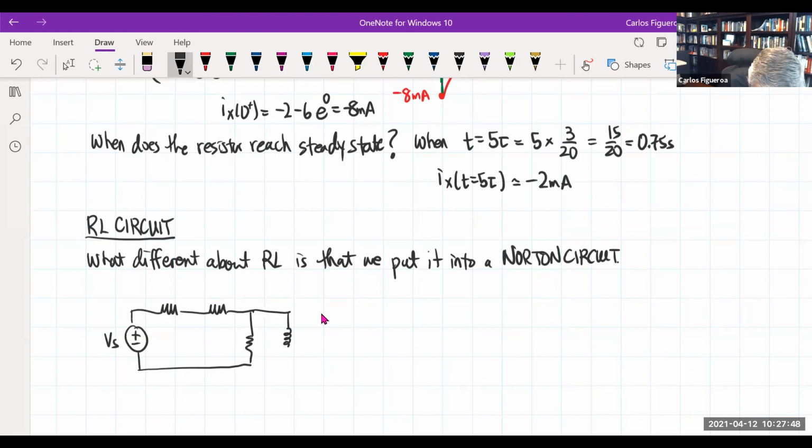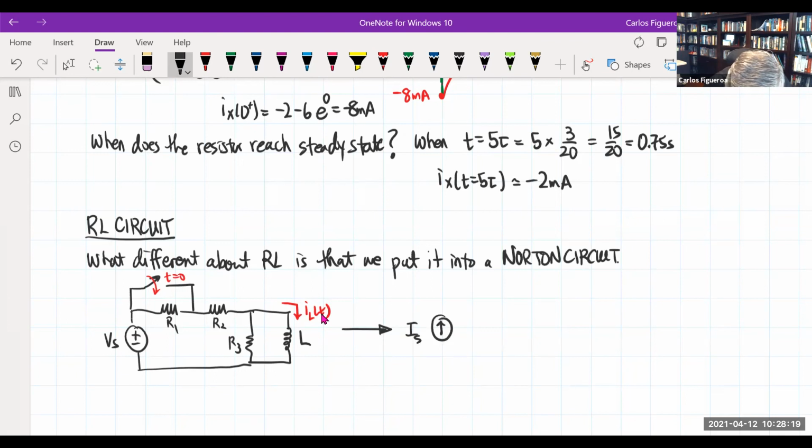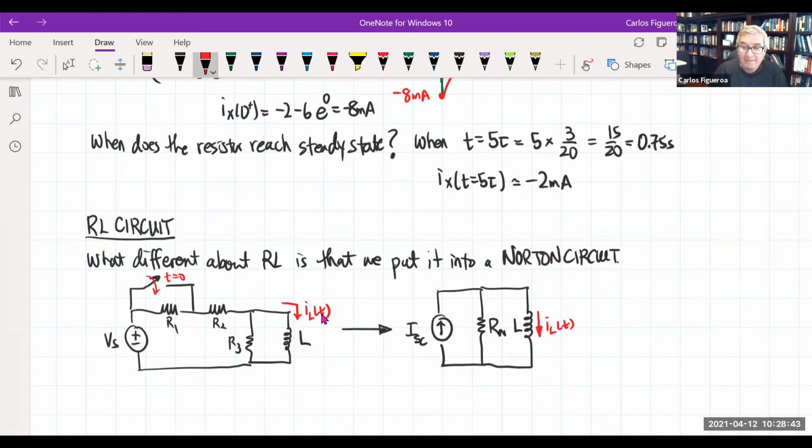Because we're always going to try to put it into a Norton circuit. And we're going to close this switch at t equal to 0. Our whole goal here is to figure out the current of this inductor right here. What we want to do is transform this circuit so that I short circuit to get my Norton current source, and I get my Norton resistance. Remember, the Norton resistance is the same as the Thevenin resistance. And now I have an inductor, L, and I want to convert that circuit so that I can calculate this current. That's my goal.